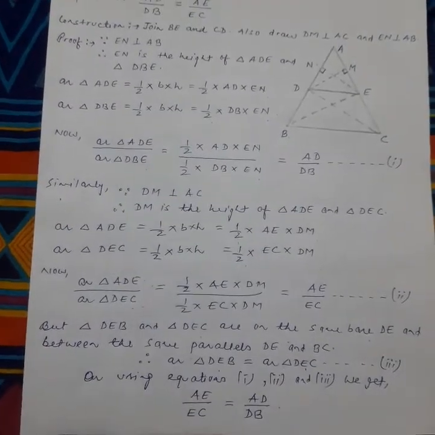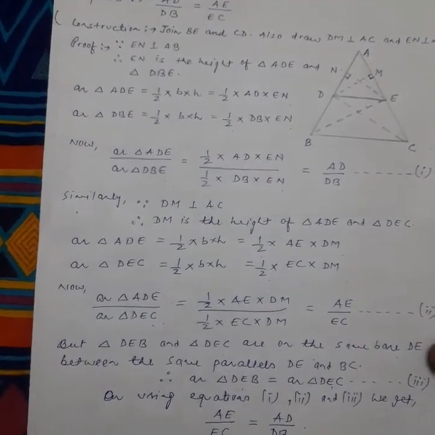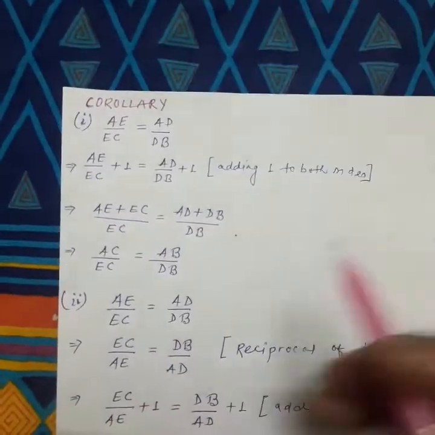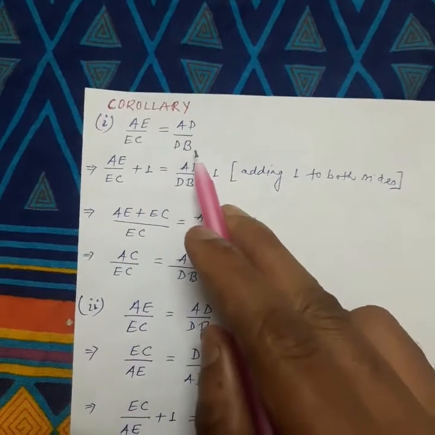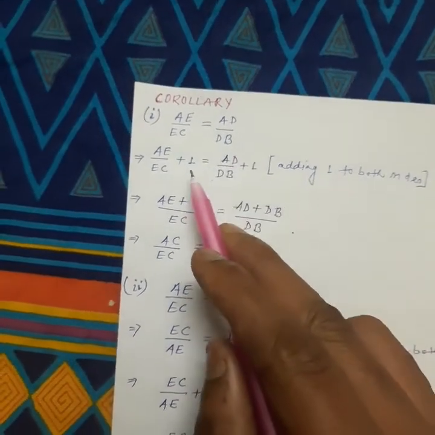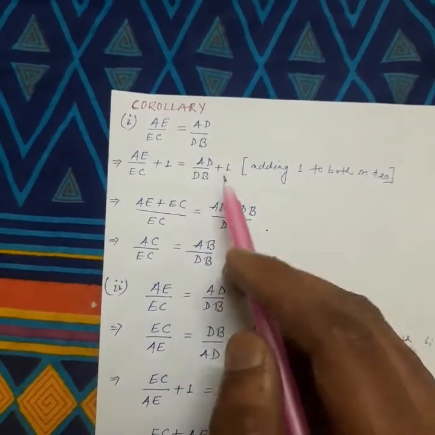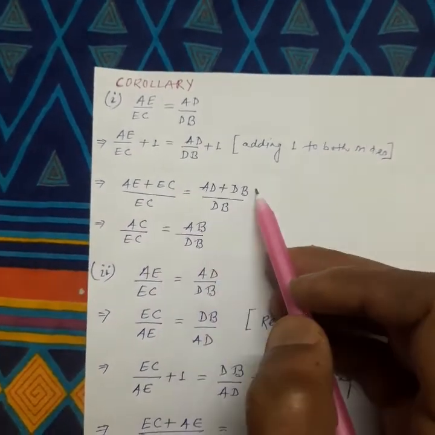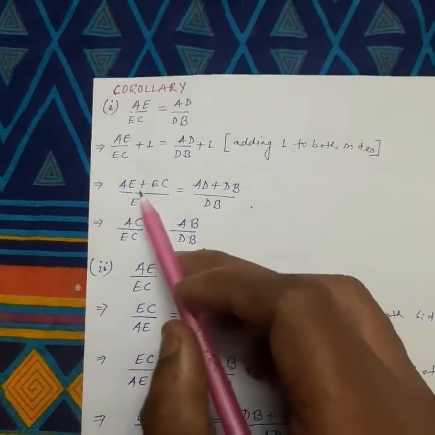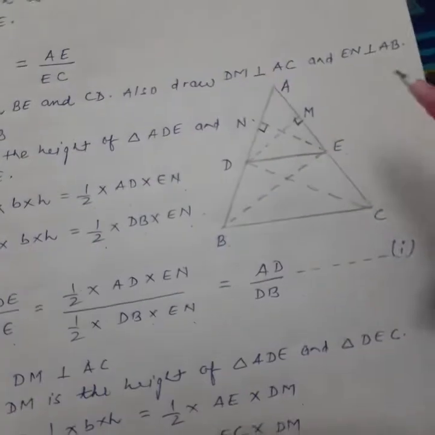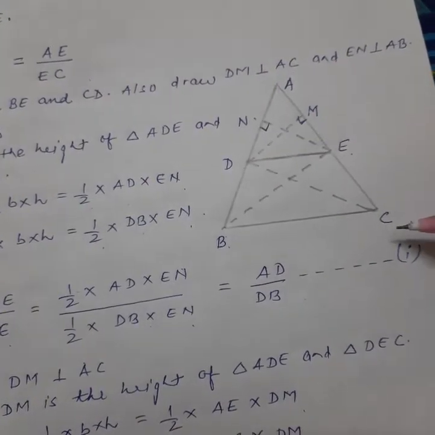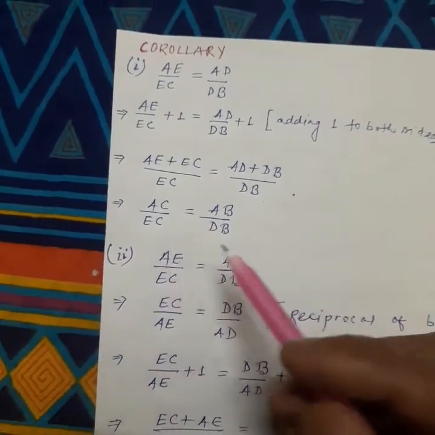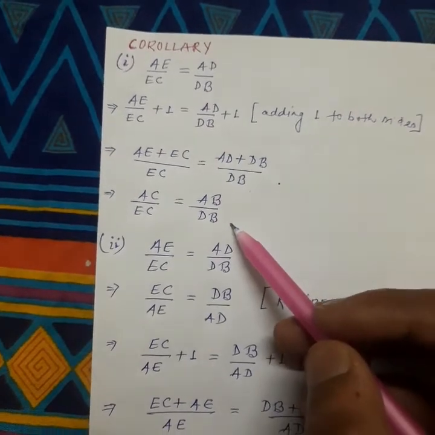What is that? Let us use this ratio now: AE by EC equals AD by DB, which we were having. Let us add 1 to both sides. We will get (AE plus EC) by EC and (AD plus DB) by DB. Now AE plus EC, if you see the figure, will give you AC. So that will be AC by EC, and similarly on this side you will get AB by DB.